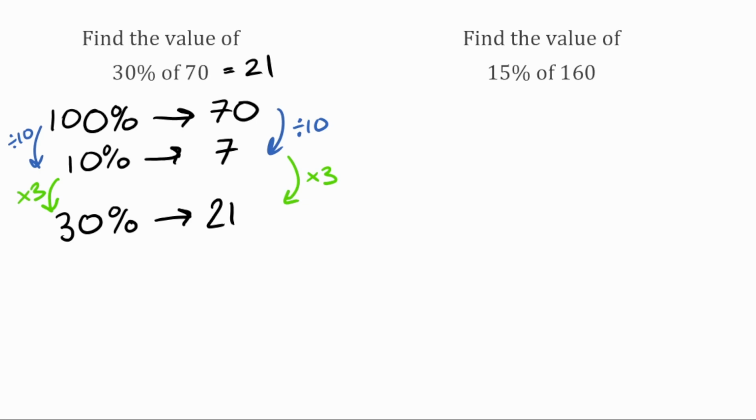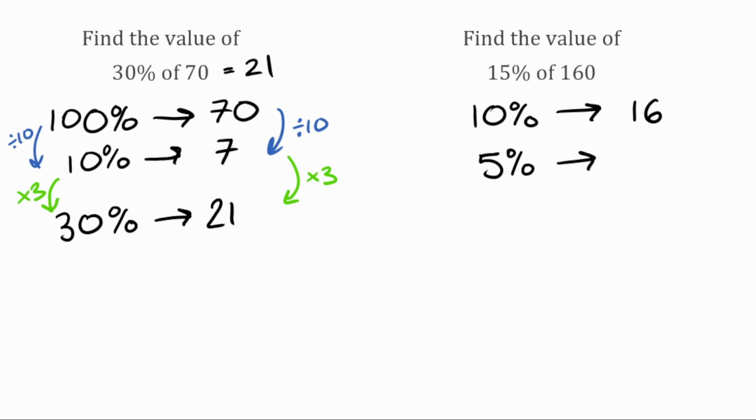Okay, in this next example, we've got find the value of 15% of 160. So just like before, we can find what 10% is equivalent to. So to find 10% of anything, all we have to do is divide it by 10. So if I want 10% of 160, I'd divide that 160 by 10, and that'd give me 16. But what we can also do now that we have 10% is we can find 5%. And that's the remaining bit we need now.